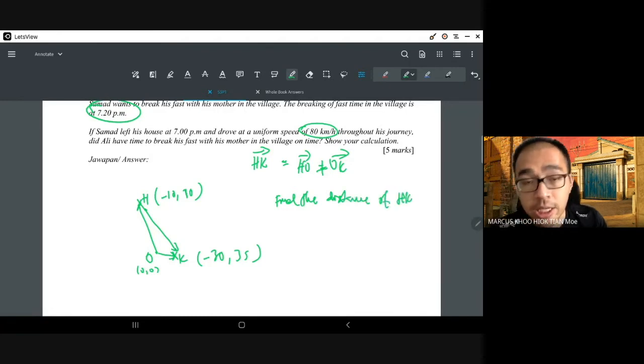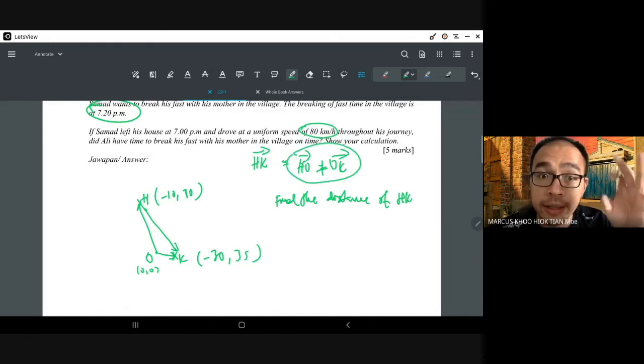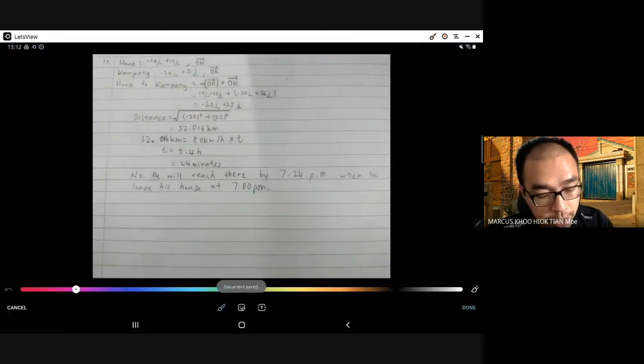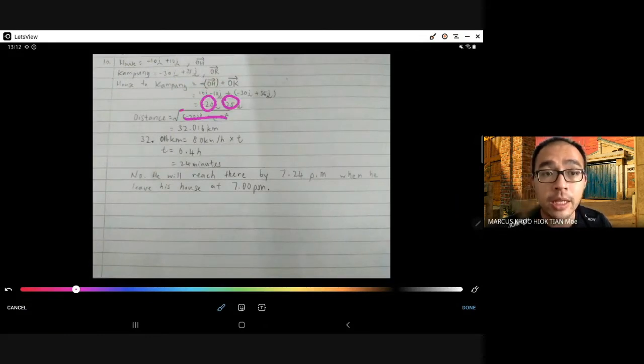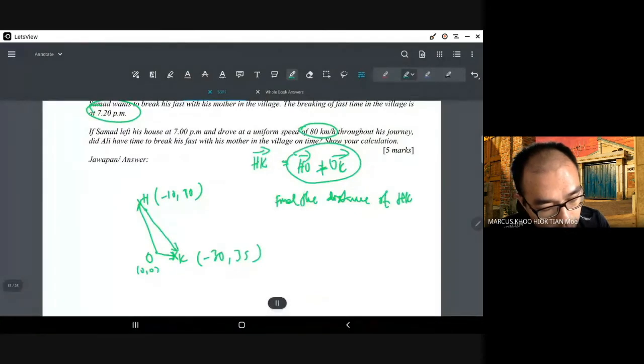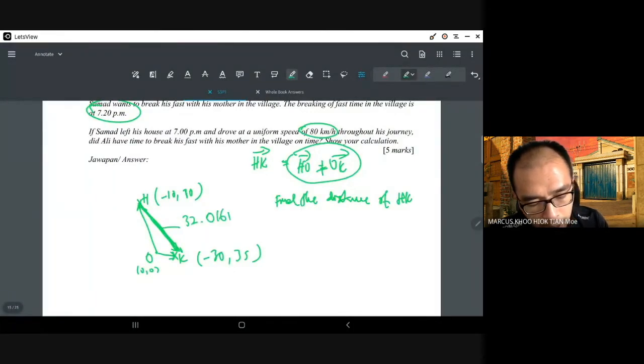Okay, HK is magnitude. This is how you find the magnitude. After you get the vector, you use Pythagoras theorem. Okay, Pythagoras theorem, which is what this group did. Over here, you got the negative 20, you got the 25, so you just do Pythagoras theorem. Negative 20 squared plus 25 squared, square root, you get 32.016 kilometers. Okay, so you know that this length over here is 32.016 km.